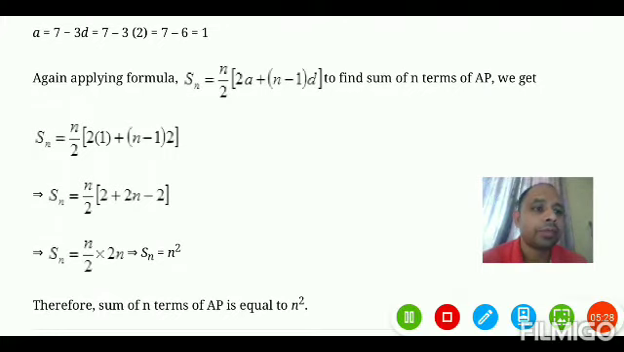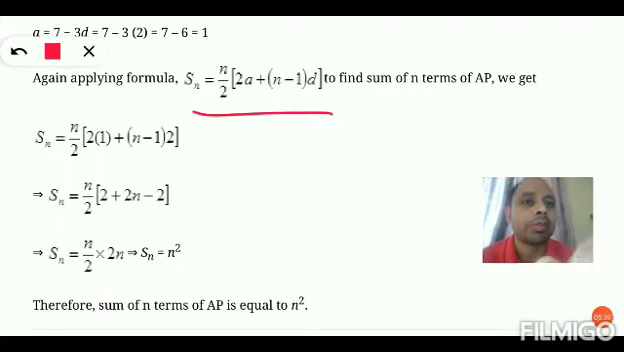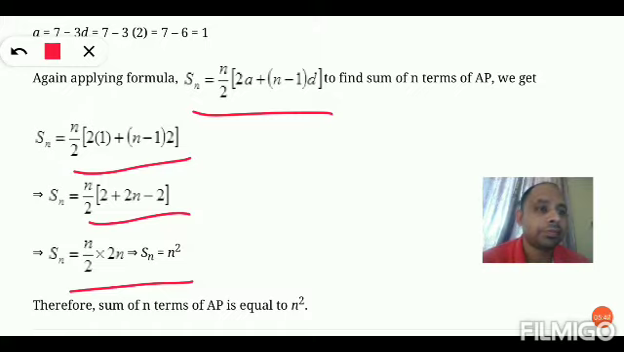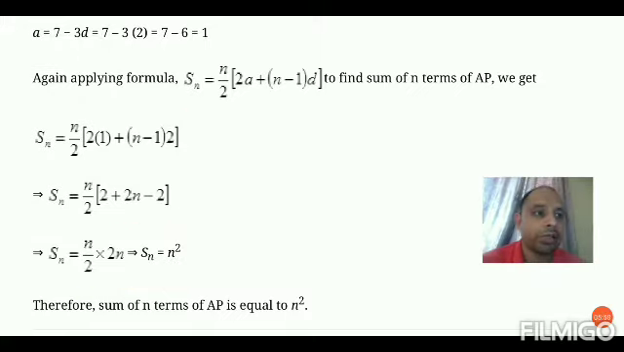Therefore, substituting the values here, you will get Sn equals n by 2 in the bracket 2 plus... 2 into a, here a is 1, therefore 2 into 1 is 2, plus (n minus 1) into 2. If you further simplify this, you will get Sn as n square. Hope it is clear to everyone.